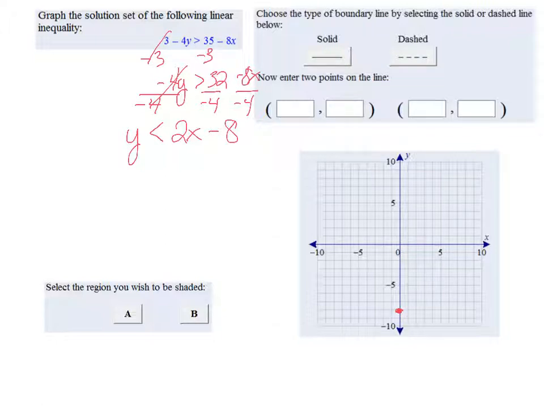And then my slope is, think of it as 2 over 1. So I'm going to rise 2, run 1, rise 2, run 1. Do that a few times. And then before I graph, we have to make this decision. Do you think our line should be solid or should it be dashed?